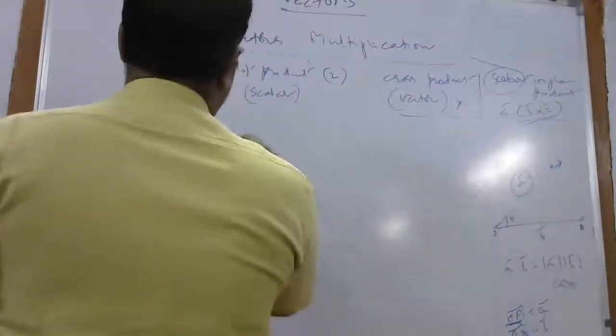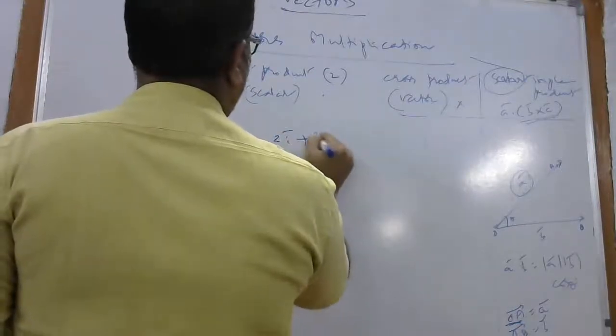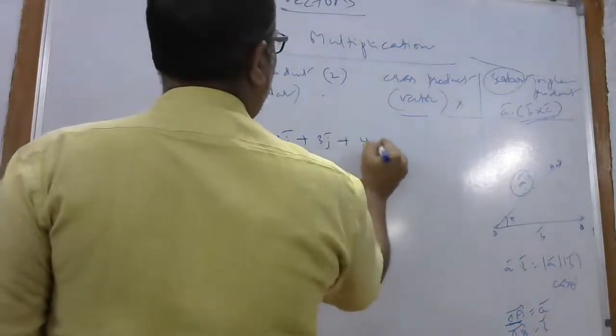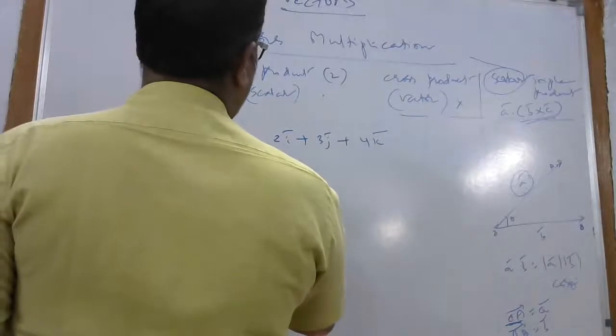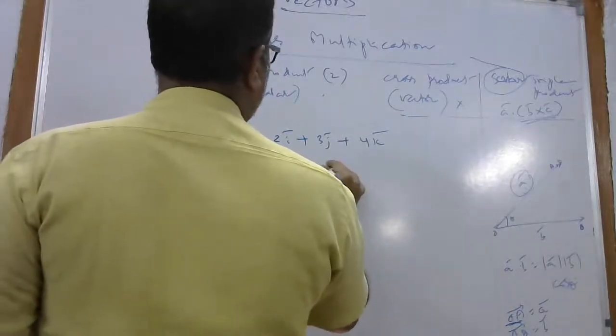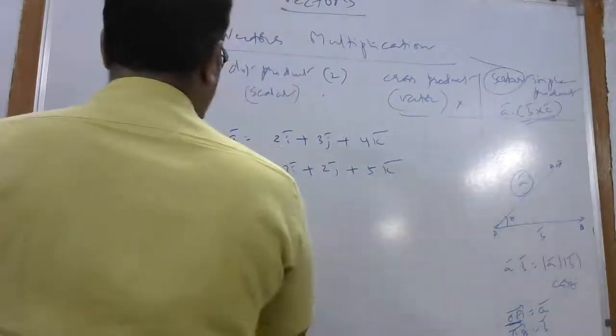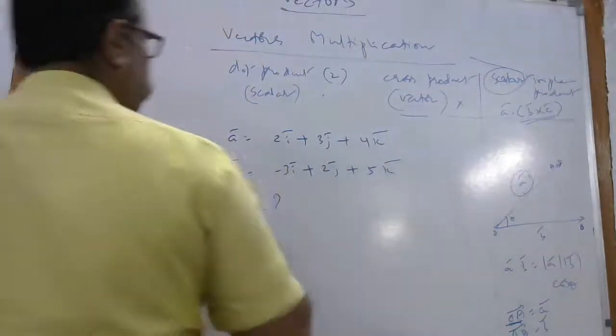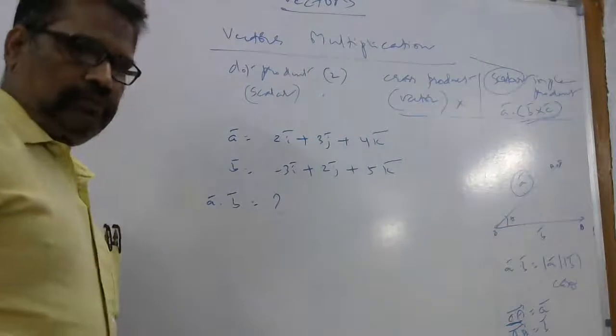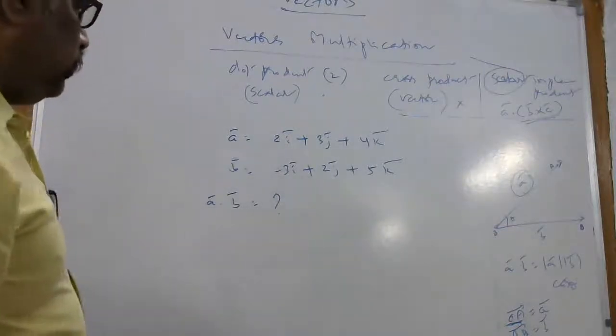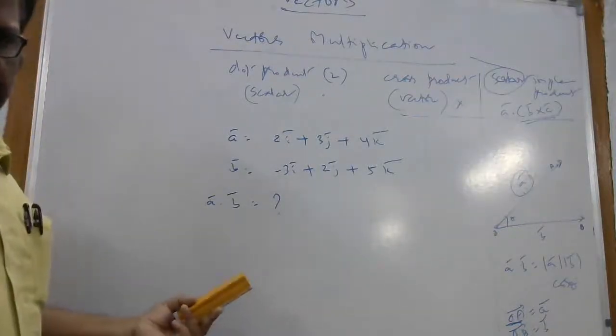I will take here A bar is equal to 2I bar plus 3J bar plus 4K bar. B bar is equal to minus 3I bar plus 2J bar plus 5K bar. I want A bar dot B bar. Okay, better? See it. Understand now? I am applying it now.